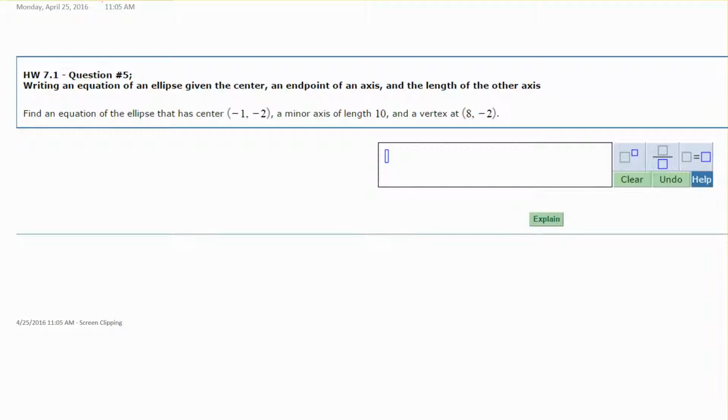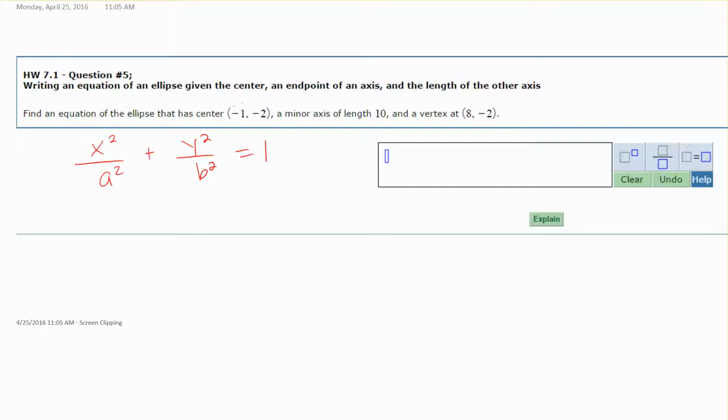An ellipse equation is written like this: x squared over a squared plus y squared over b squared is equal to 1. This is an ellipse that is centered at the origin.